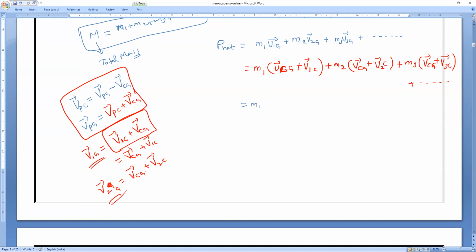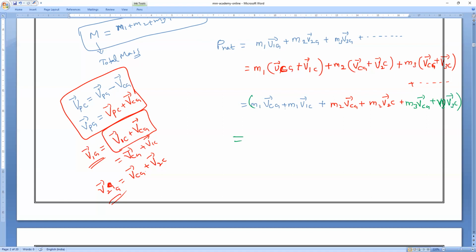Multiply with M1. So M1 into the velocity of the center of mass with respect to ground, plus M1 into the velocity of particle 1 with respect to center of mass. Clear? Next, second one: M2 into the velocity of the center of mass with respect to ground plus M2 into the velocity of the second particle with respect to center of mass. Will you all agree with me? Like the same way, M3 into the velocity of the center of mass with respect to ground plus M3 into the velocity of the third particle with respect to center of mass. So that is what we have.